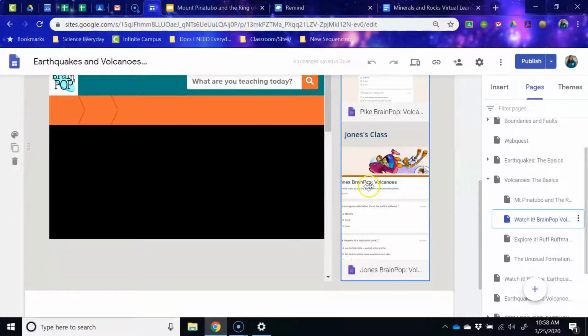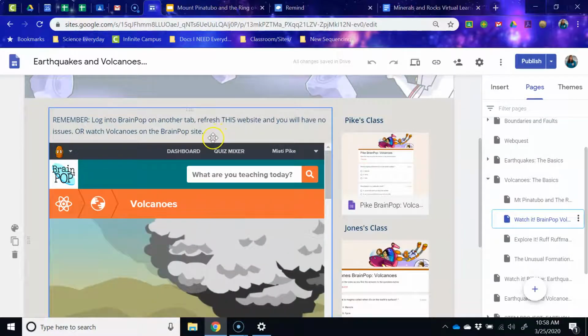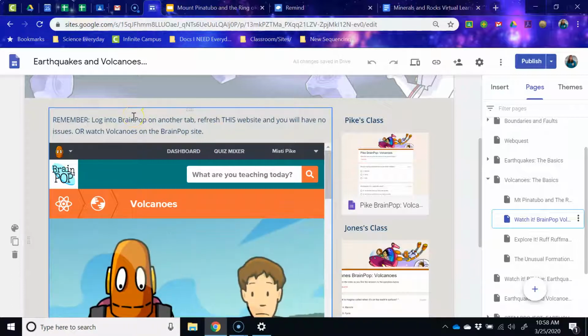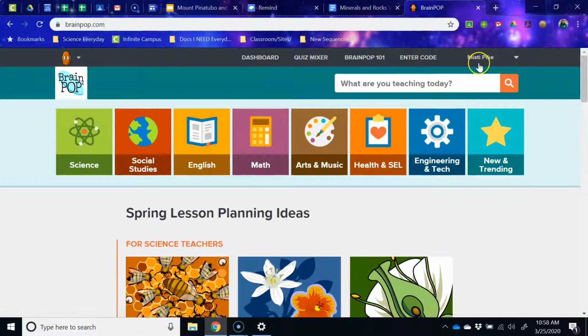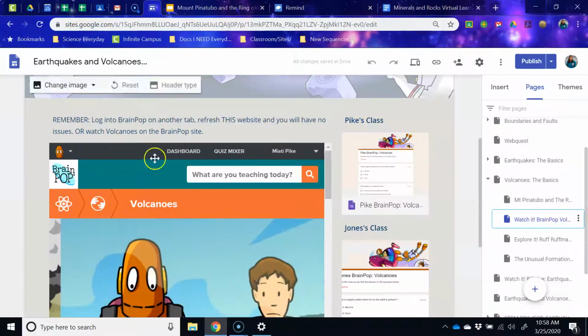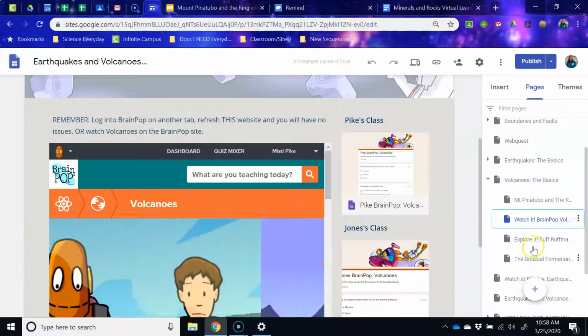We have our Pike's class, Jones's class. Remember, you're going to have to log into Brain Pop. You can either watch it on the Brain Pop site, or you can watch it through here once you've logged into Brain Pop. If you try to log in right here, it's not going to remember what your password is. So if you come out and go to Brain Pop and then log in, it's going to remember what your password is. But you can watch it here, or you can watch it on the screen. It does not matter as long as you use volcanoes.